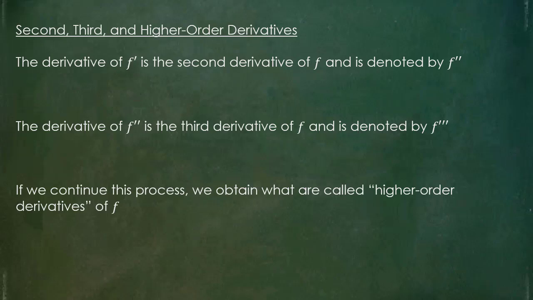So what are higher order derivatives? Well, the derivative of f prime is what we would call the second derivative of f and is denoted by f double prime. And then the derivative of f double prime would be what we would call the third derivative of f, and it would be denoted by f triple prime. And continuing this process, we obtain what we would call the higher order derivatives of that function f.